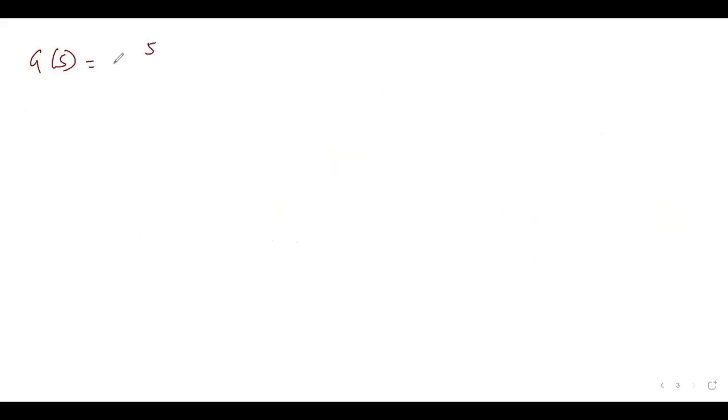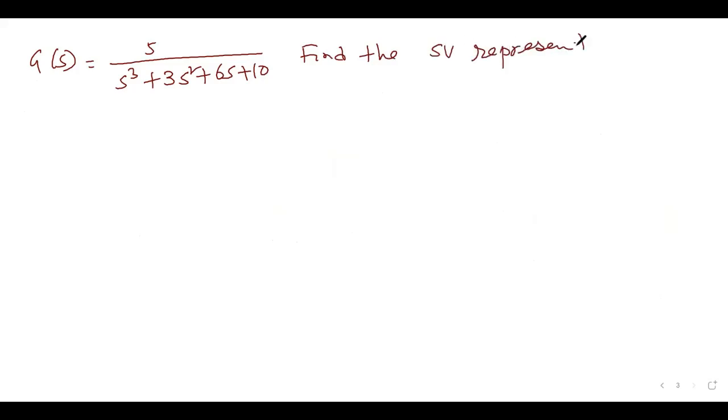5 by s cube plus 3s square plus 6s plus 10. Find the state variable representation of the given system. Okay, you will solve it, I'm asking you to tell me the answer without solving. What will the answer be?